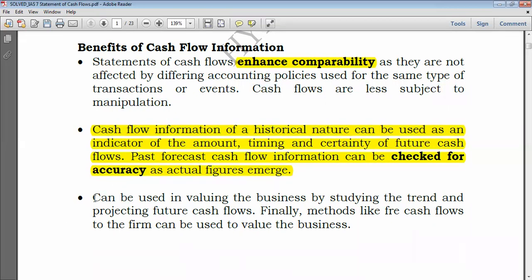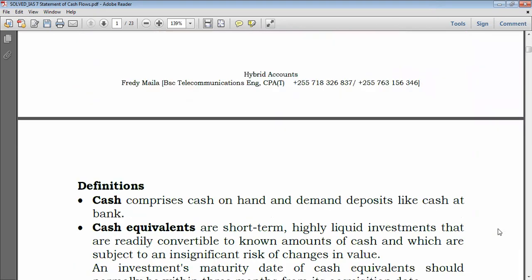But also I could say that it can be used in business valuation. How can I use it in valuing the business? By checking the past trends of the cash flows, you can use past cash flows to project the future cash flows, and then use finance methods like free cash flow to equity or free cash flow to the firm to value the business. Actually, we usually take the future cash flows, discount them at an appropriate discount rate, and obtain the value of the business. So we can do that. All right, we can proceed now.